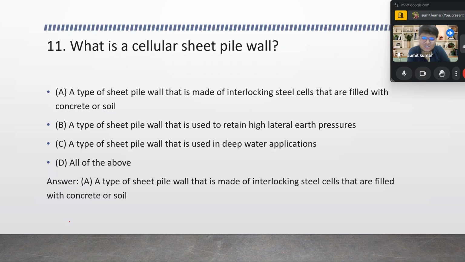This question says, what is the cellular sheet pile wall? I am also not aware of it. It is a type of sheet pile wall that is made up of interlocking steel cells that are filled with concrete or soil. So that is correct. The second one says a type of sheet pile wall used to retain high lateral earth pressure. That is not correct. A type of sheet pile wall used in deep water applications, no, that is a coffer dam, so that is also not correct. So option A is correct, and that's why it is called a cellular sheet pile wall. I mistook this question and answered wrongly myself, so please excuse me for that.